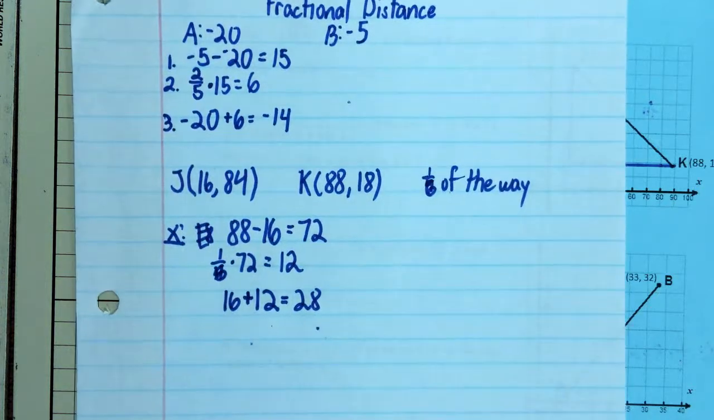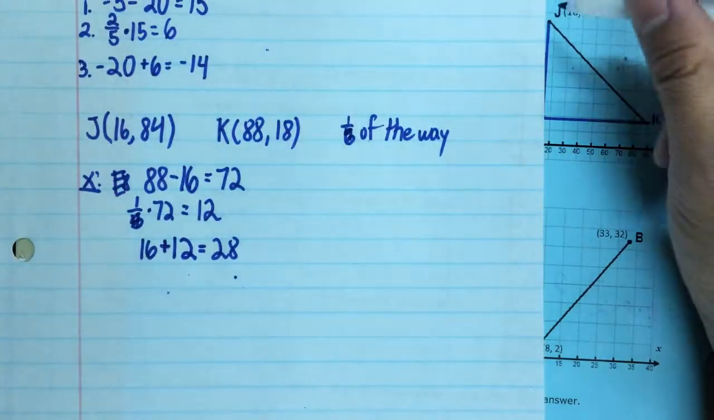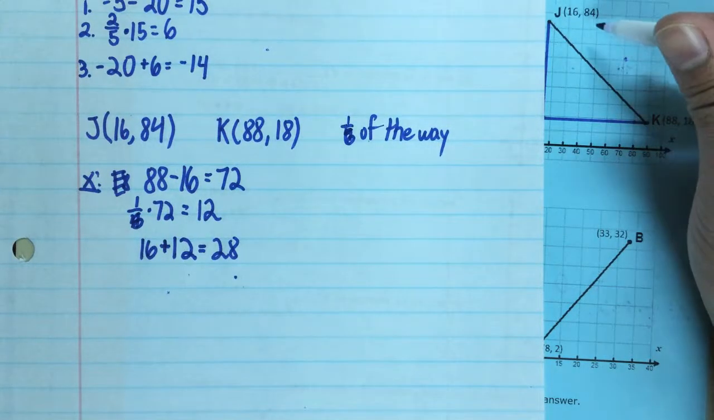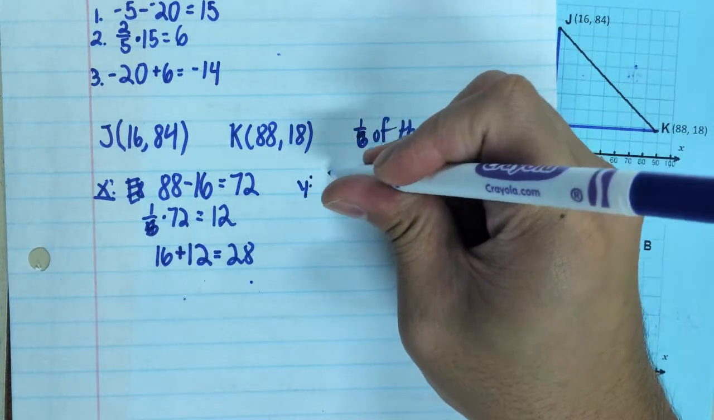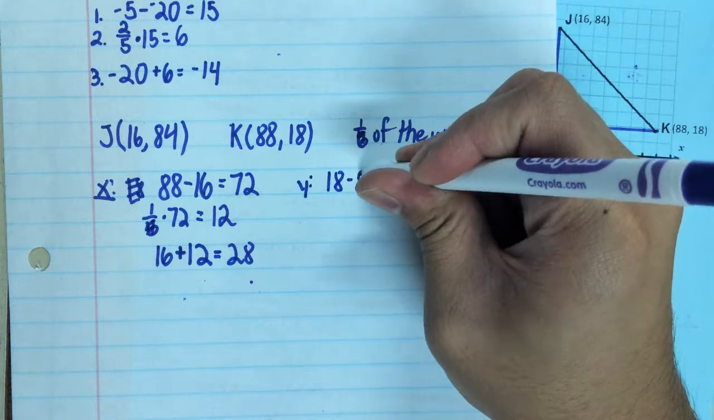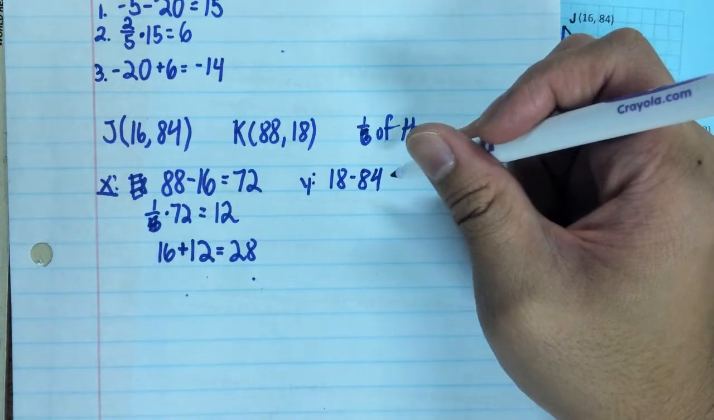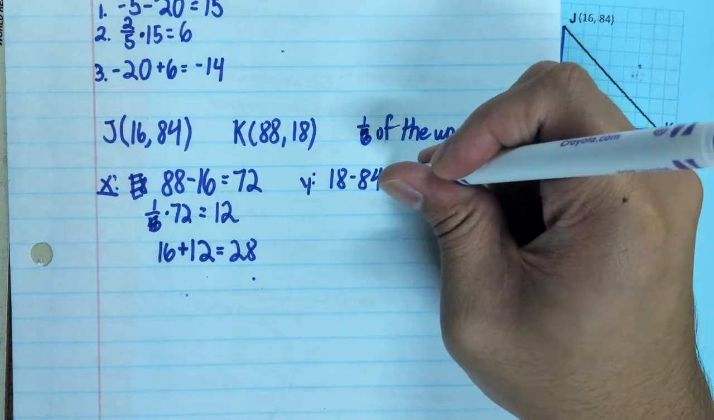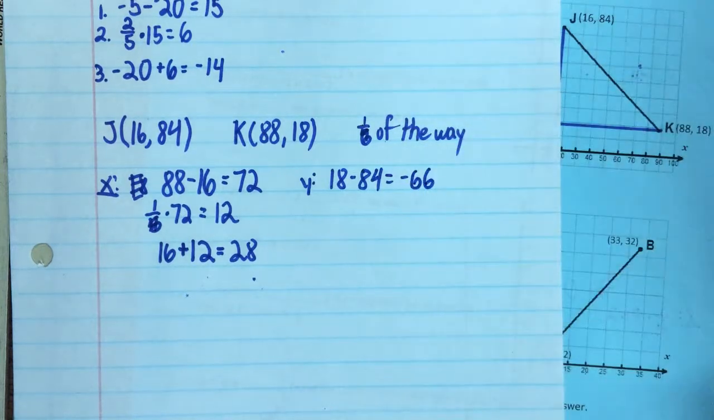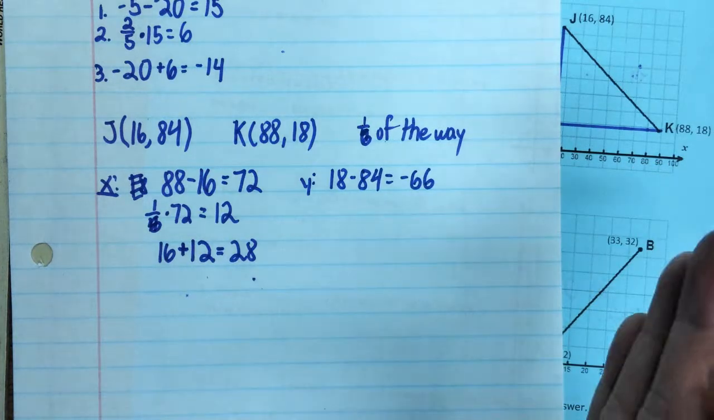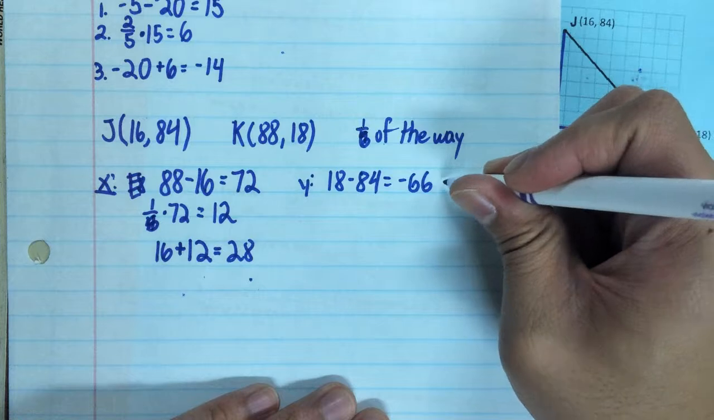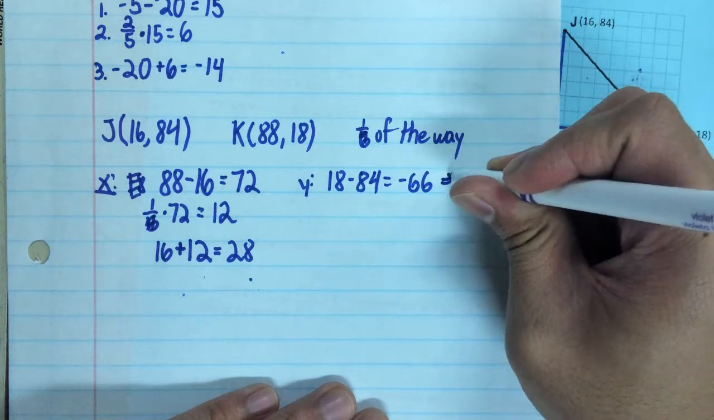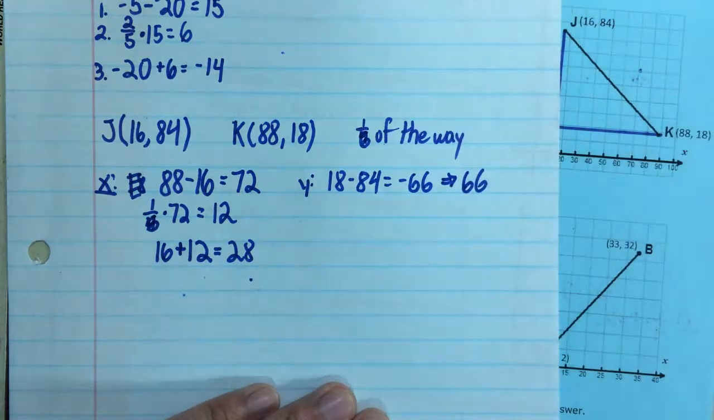Repeating the steps for the y. From J to K, I start at 84, I stopped at 18. So for the y, 18 minus 84 is negative 66. So they are negative 66 apart. But again, in context, we're talking about the distance here. So we don't really care about that negative sign. We just go ahead and say that they are 66 units apart.